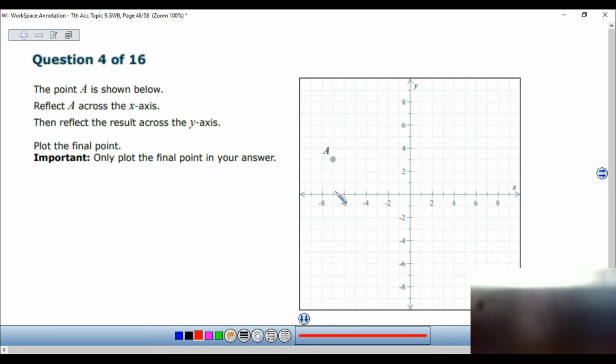So we have to see how far away it is. This is 3 steps away. 1, 2, 3. So we're going to go the exact same number of steps across the line. 1, 2, 3. Right there. Then they want us to go across the y-axis. So this is 1, 2, 3, 4, 5, 6, 7 away. So we're going to go 1, 2, 3, 4, 5, 6, 7. Now they only want the final dot in the answer, so we're going to erase that one, and we're good to go.